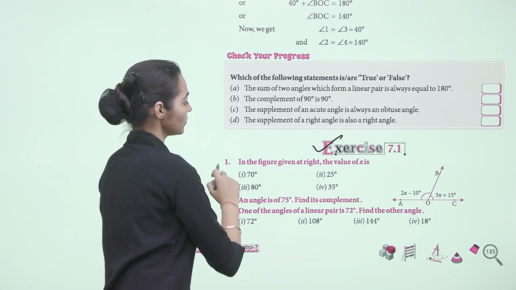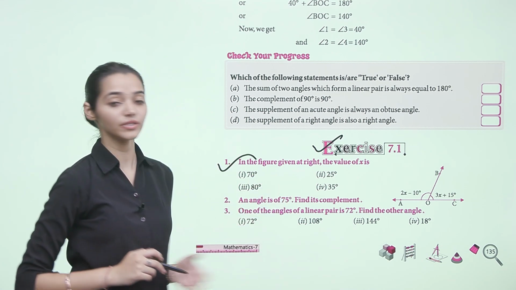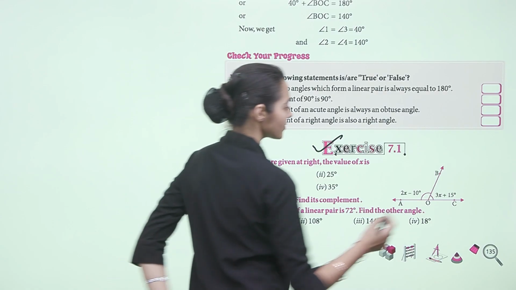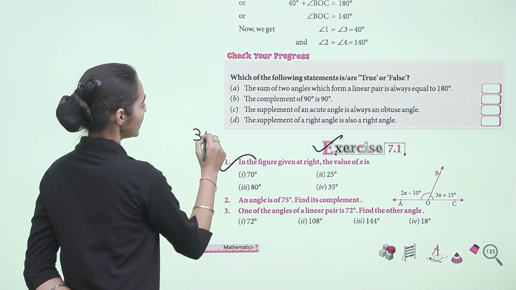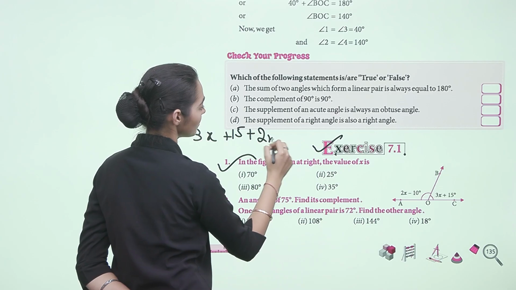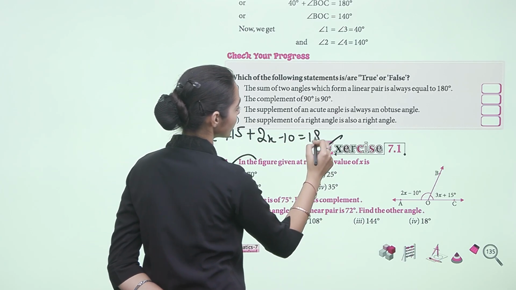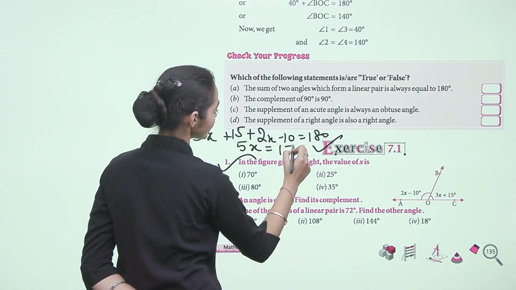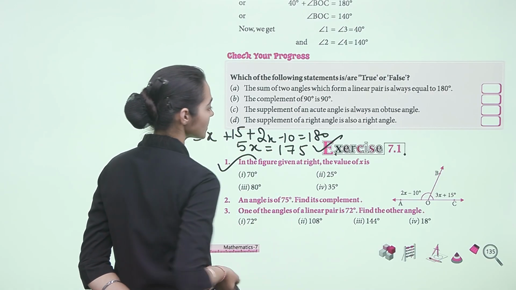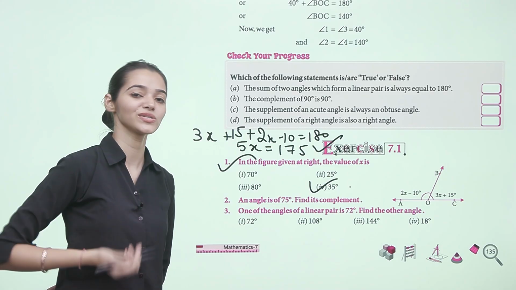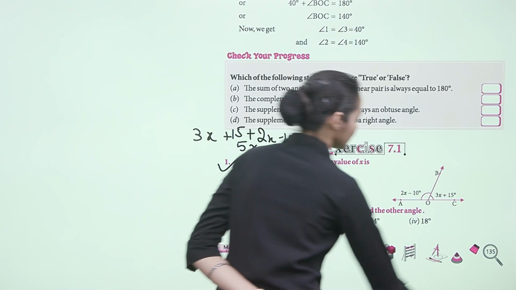Let's start with exercise 7.1. In the first one, in the given figure, we have to find the value of x. Here 3x plus 15 plus 2x minus 10 is equal to 180 degrees, so 5x is equal to 175. So x is equal to 175 by 5, that is 35 degrees, our correct answer. That's how we can solve the remaining ones.